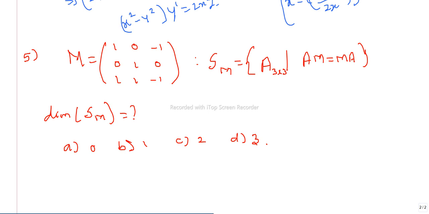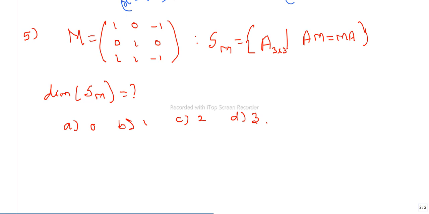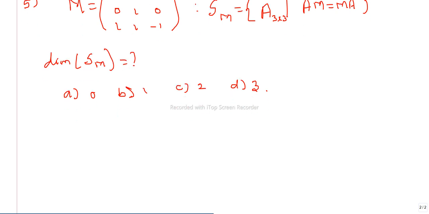We are collecting all the matrices A that satisfy the commutative property with that matrix. We can easily prove that this is a subspace. The zero matrix always satisfies the commutative property, therefore 0 belongs to S_M. If you take any two such matrices, the sum also satisfies it. Therefore it is clear that this is a vector space, actually a subspace of the set of all matrices. Now, what is the dimension?